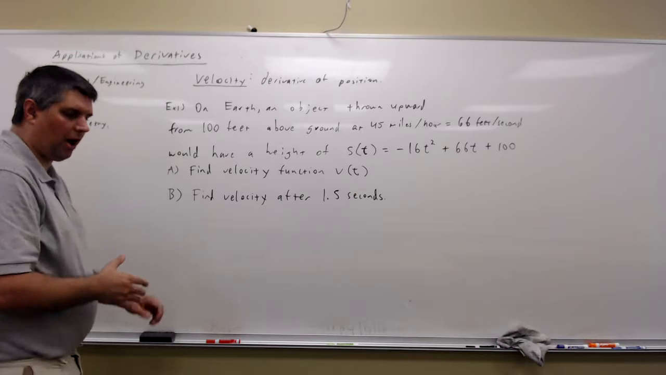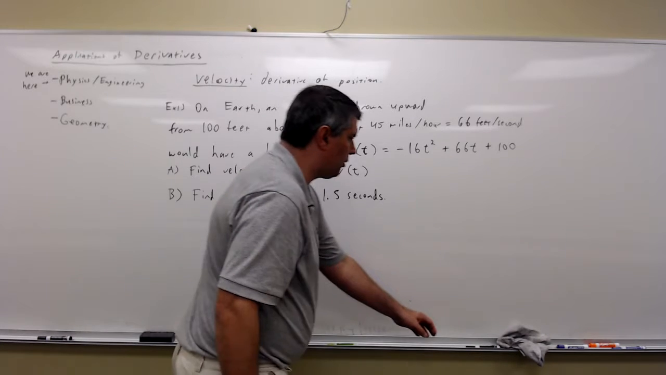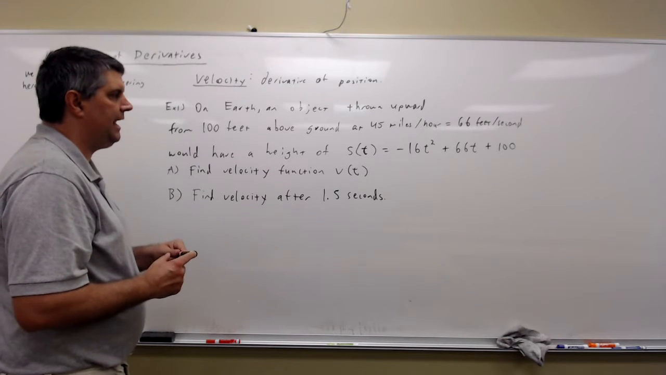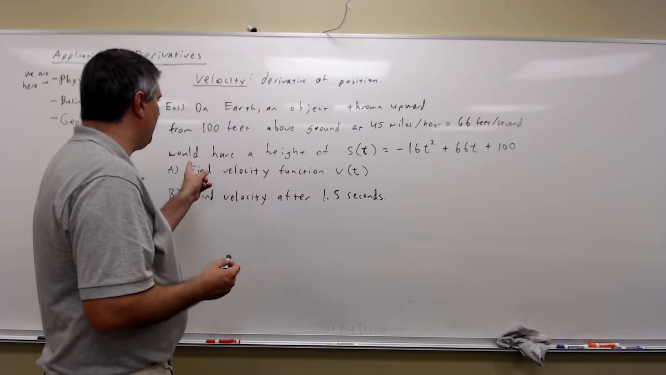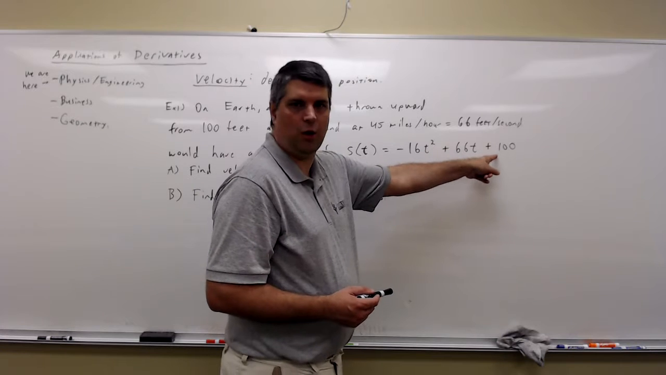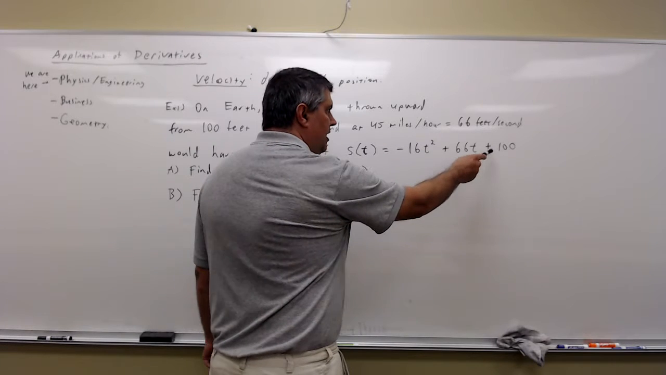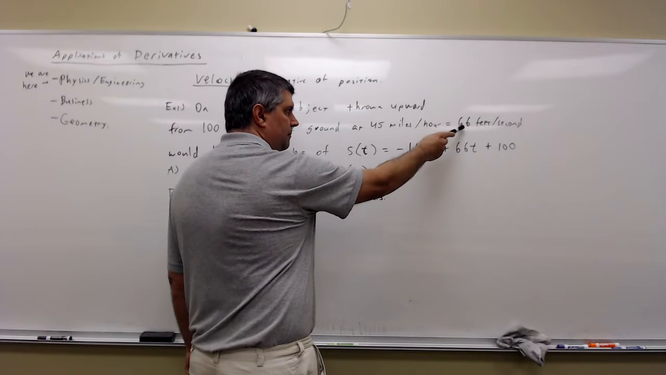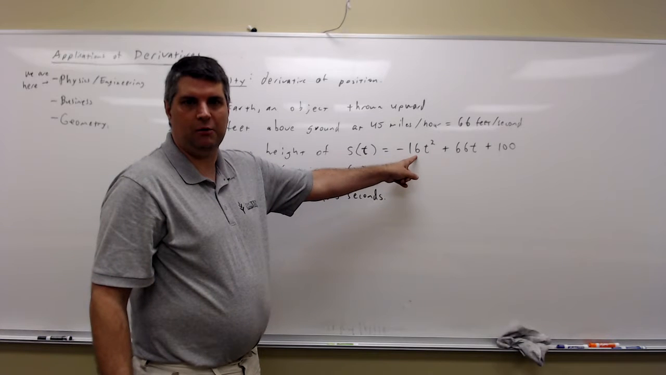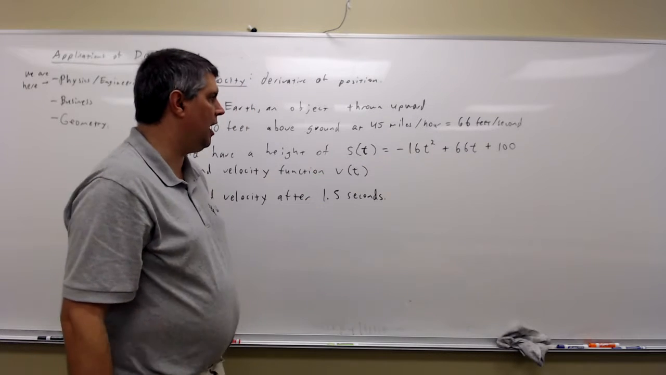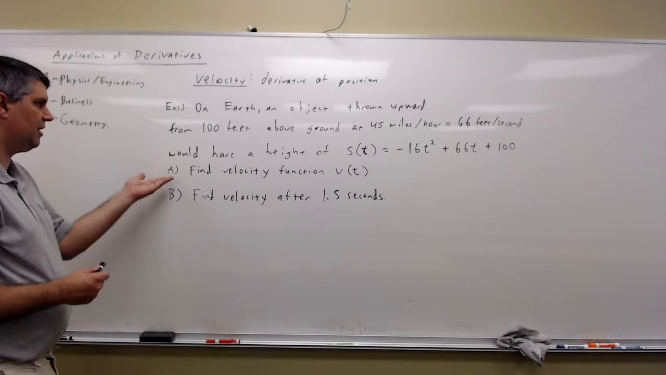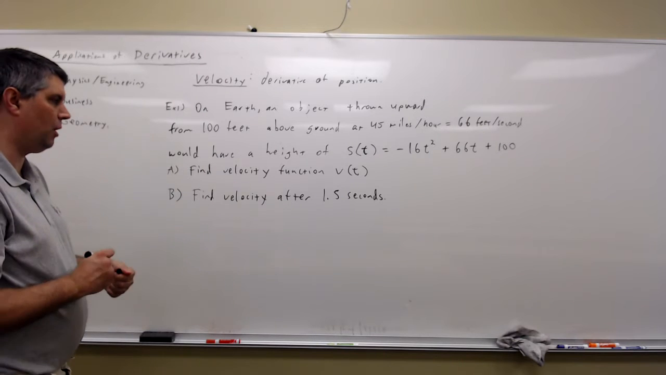Going to start with this example. On Earth, an object thrown upward from 100 feet above the ground at 45 miles per hour, which is 66 feet per second, would have a height of s of t equals negative 16t squared plus 66t plus 100. Where this is the starting height, this is the initial velocity, and that is related to the force of Earth's gravity. It would vary on other planets. I'll use Mars in the second example. So, A, find the velocity function v of t, and B, find the velocity after 1.5 seconds.